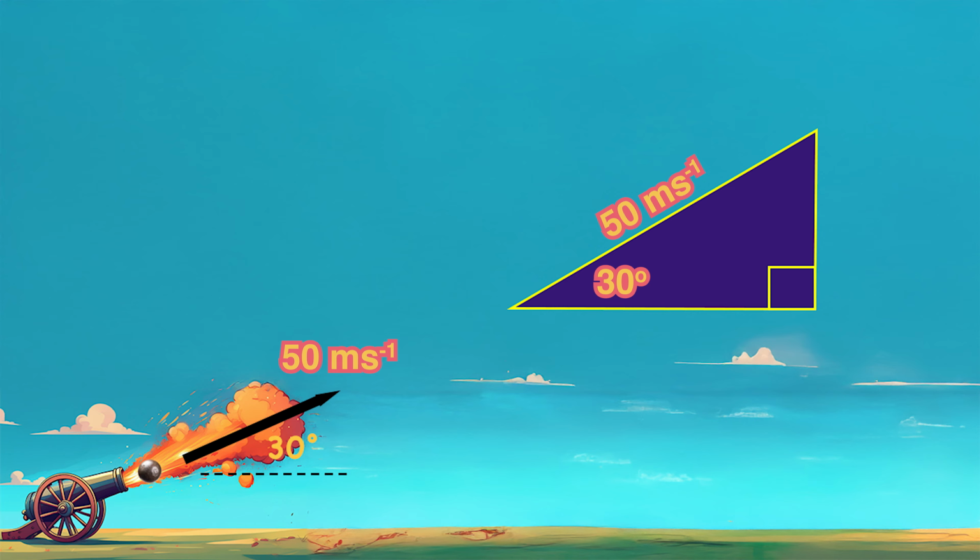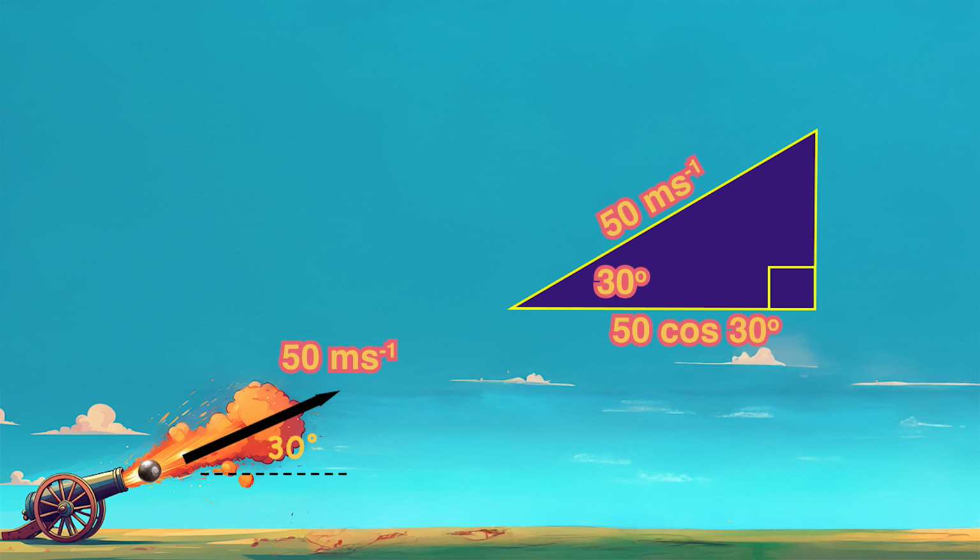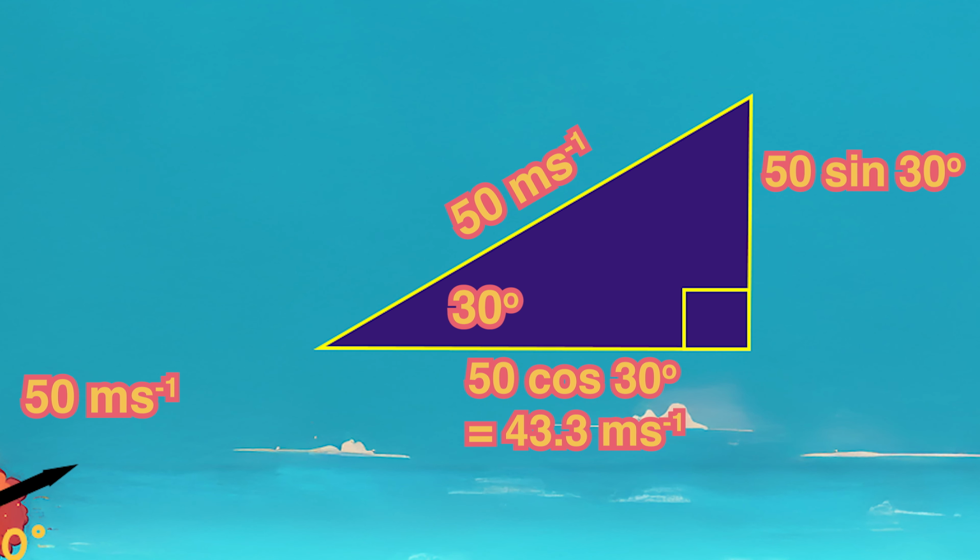We can now use trigonometry to find the horizontal and vertical components of the velocity. The horizontal component is 50 cos 30 degrees, which is 43.3 meters per second. The vertical component is 50 sin 30 degrees, which is 25 meters per second. This is the hard part done. You now have the two components of the velocity, and you can treat those like any other linear velocity. Practice doing this with different problems and you will soon have projectiles mastered.